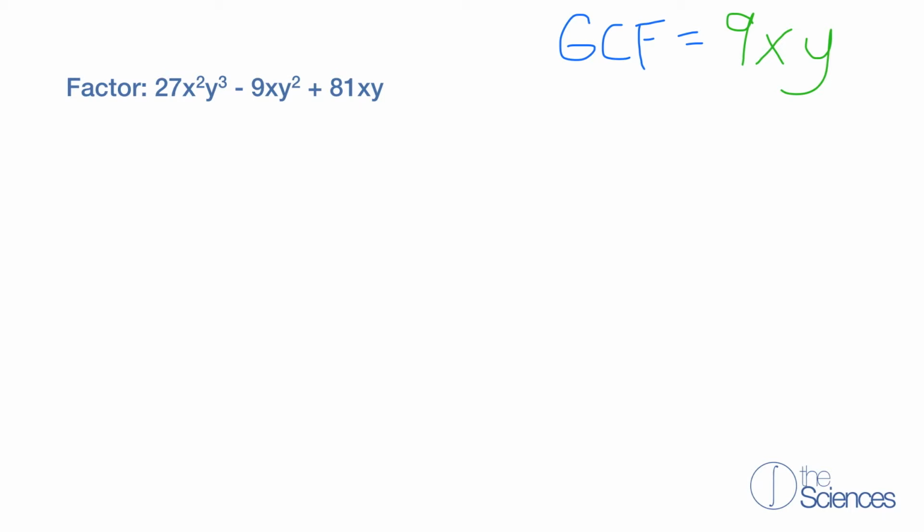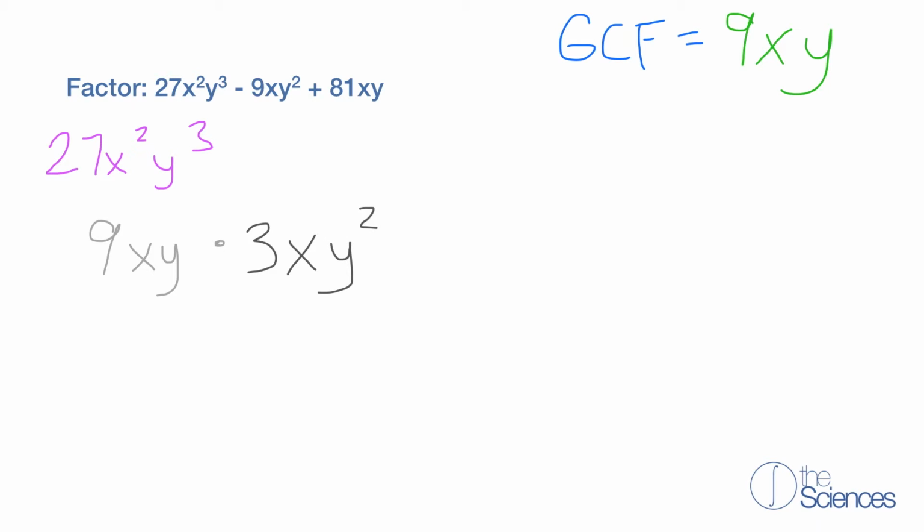So now what we're going to do is express each term as the product of the greatest common factor and its other factors. So here we have 27x squared y cubed. So we're going to write 9xy times, so what do we have to multiply 9 by to get 27? Well, that's 3. What do we have to multiply x by to get x squared? So that's x. And what do we have to multiply y by to get y cubed? So that's y squared.